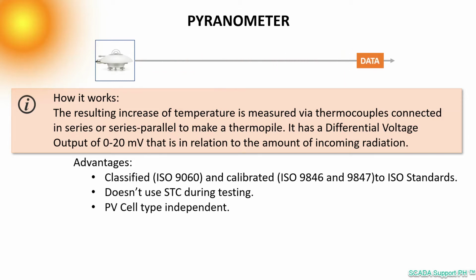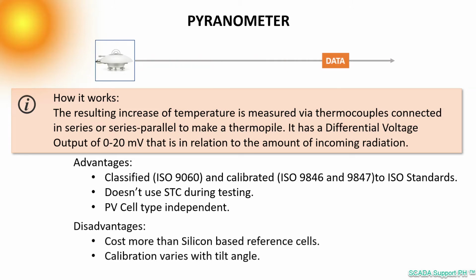Another advantage is that when PV cell types are different within a single power plant, a separate reference cell for each type should be used, but only one pyranometer is required for monitoring all types. However, pyranometers cost more than silicon-based cells, and when used on a tilted surface, its calibration may vary.